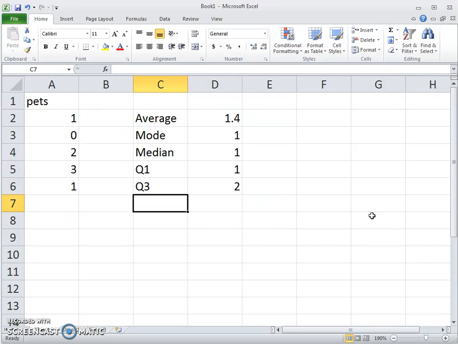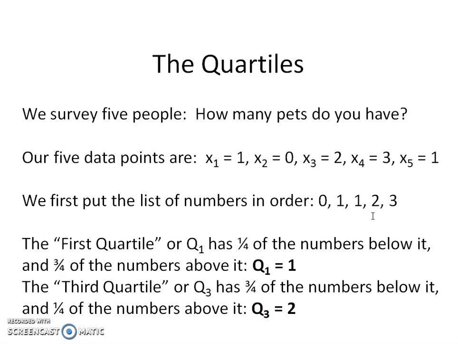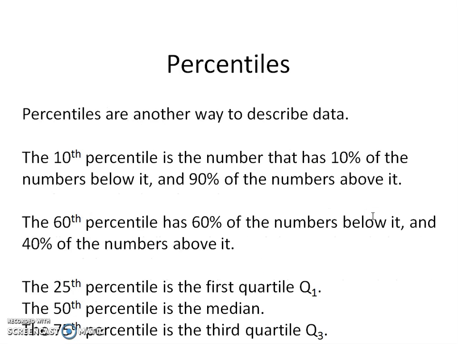So that's quartiles. That gives me a value that has 1/4 of the numbers below it, 3/4 above it, or 3/4 below it and 1/4 above it. So that's what we've got. What's the next thing I can do?